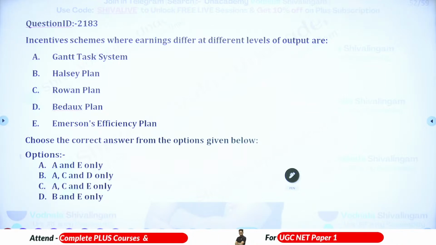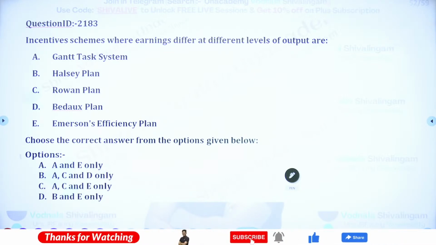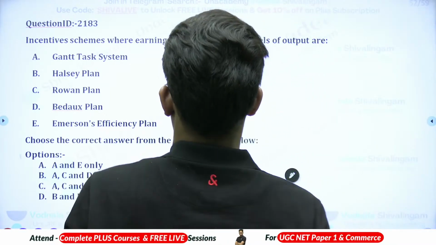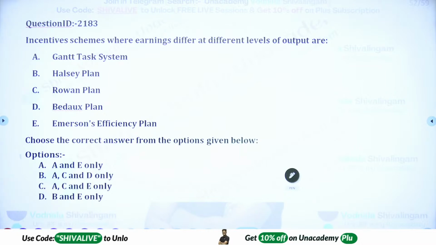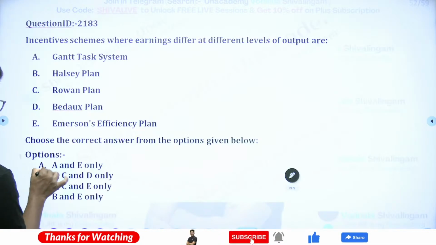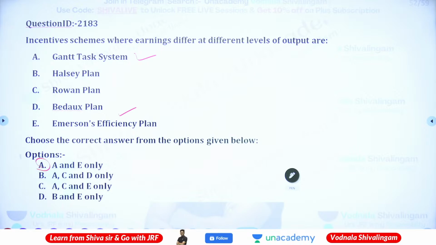Incentive schemes where earnings differ at a different level of output are. Different earnings at different levels of output. Role playing, how will it improve problem solving? Just imitating the other person. Option A is the given answer, A and E: Gantt task as well as immersion efficiency plan. Payment is going to differ at different levels of output.